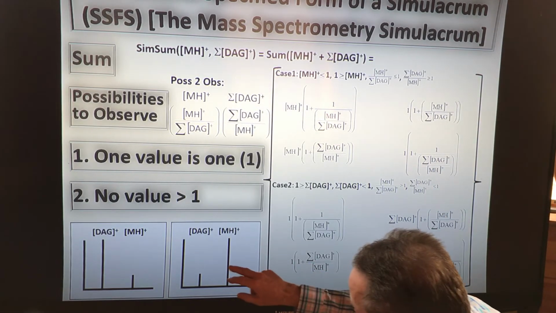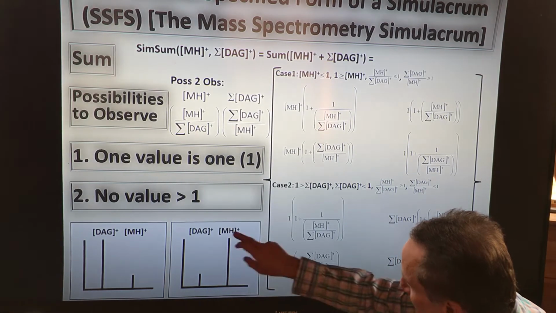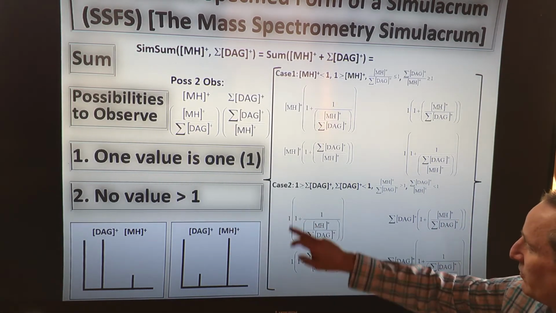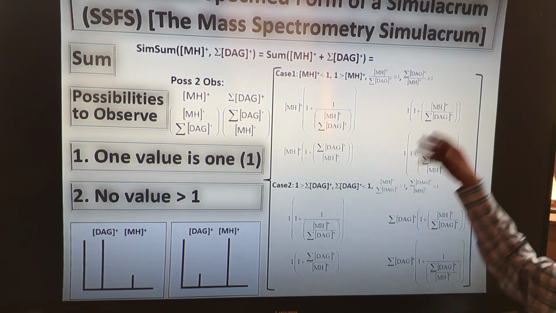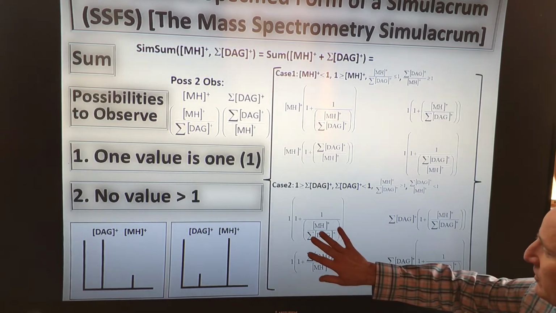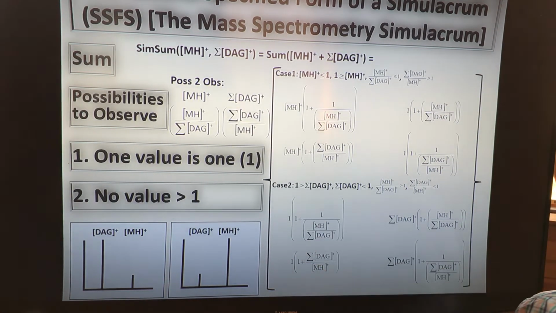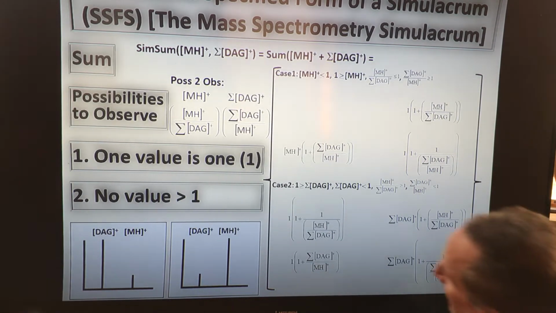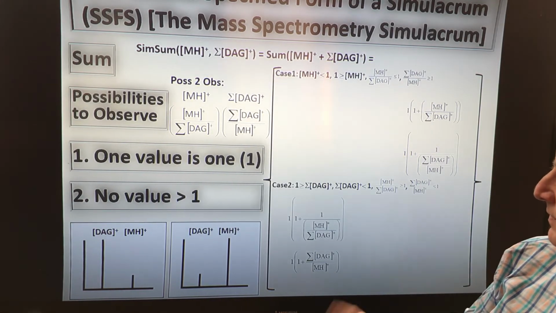Or if it was case 2, you would find the protonated molecule that was 1, and when it was replaced with 1 in case 2, then that would cancel out. So if it's case 1, you select these 2 based on the DAG. If you select case 2, you select this based on MH, and you get simplified solutions based on just that ratio. So that was the mass spectrometry simulacrum.